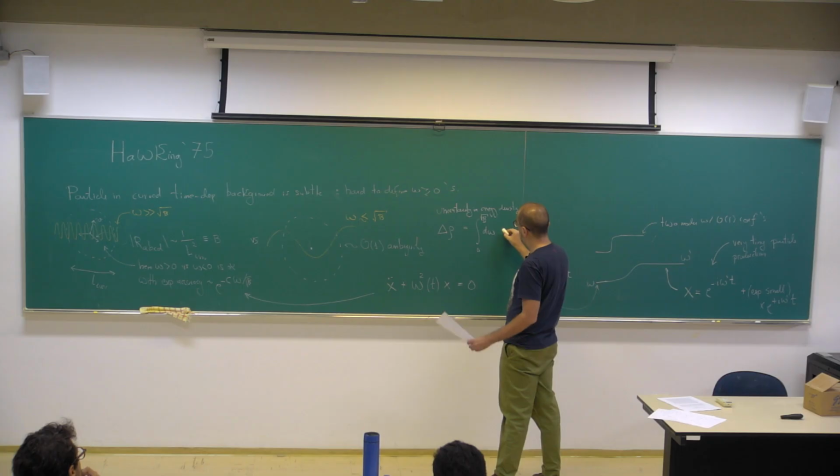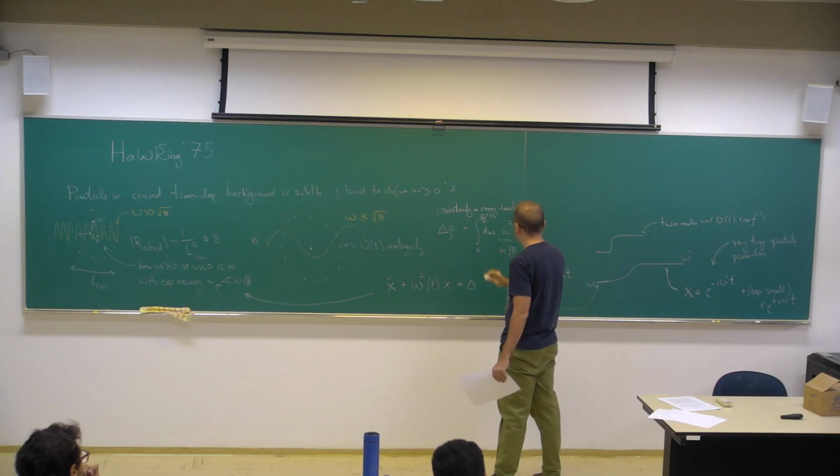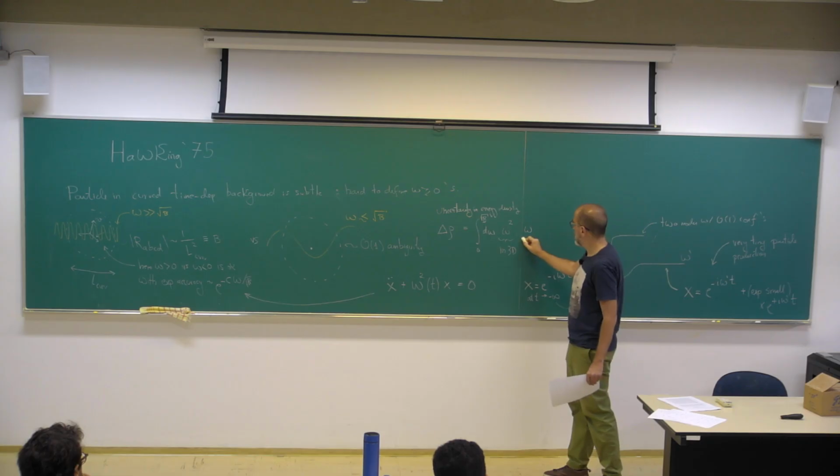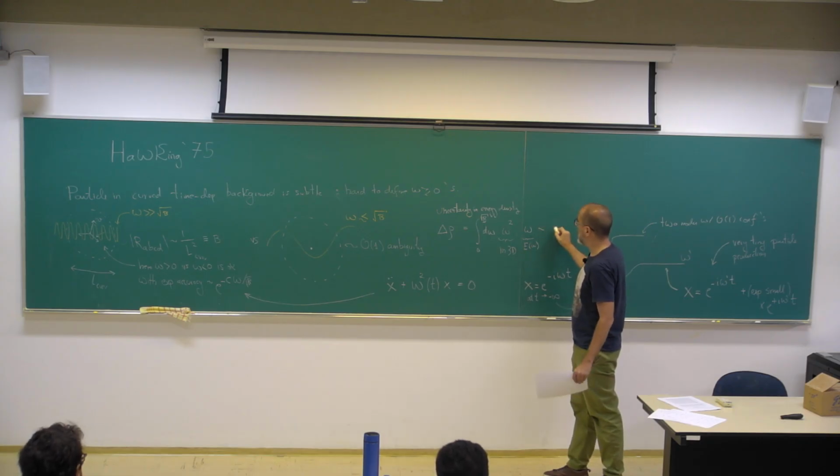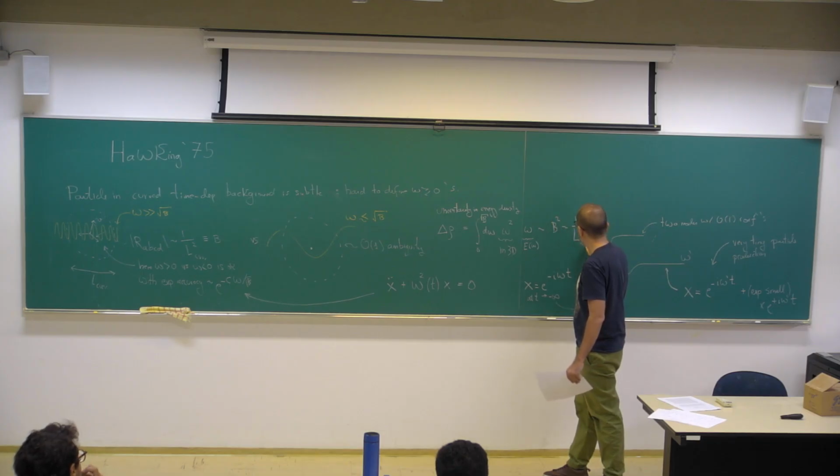For those frequencies, the density of frequencies in 3 dimensions would be omega squared. This is because we are in 3 dimensions. And the energy of each of them will be the frequency omega. So this is the energy as a function of omega. And so this scales like b squared, in other words, as 1 over L of curvature to the power 4.